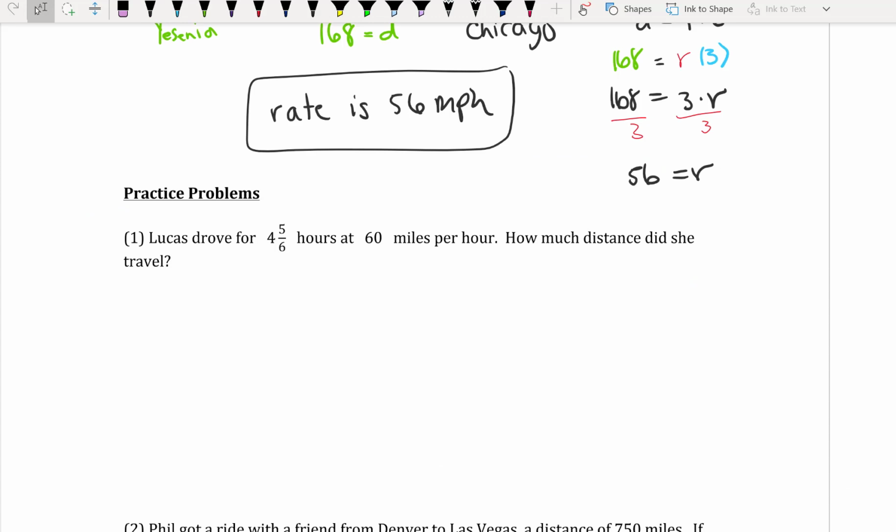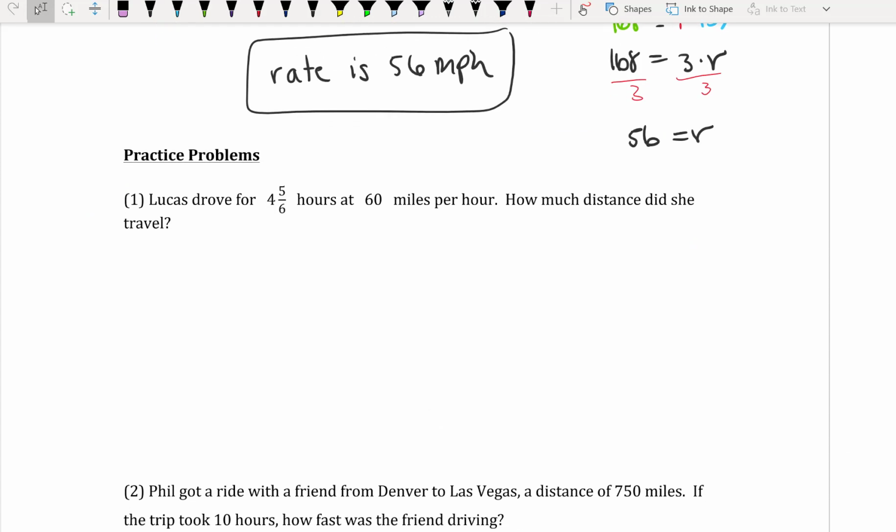Now for my practice problems, it says that Lucas drove for 4 and 5/6 hours at 60 miles per hour. How much distance did she travel? And I guess if I'm talking about Lucas, that should really be a he. That's a misspelling, so I apologize for that. Lucas is our tutor here, so we know who Lucas is.